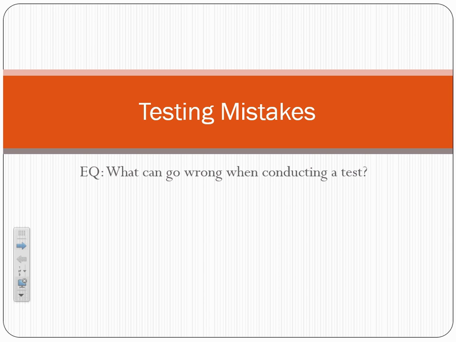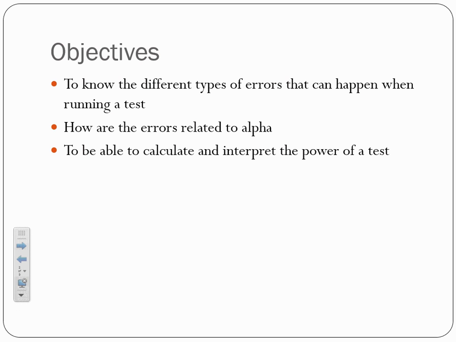This video is going to walk through what we refer to as mistakes within testing. Our overall objective here is to know there are two types of errors that can happen when we run a test. These errors are related to that alpha level, that cutoff level that you have been talking about. And then we're also going to talk about something called the power of a test, how good a test could be.